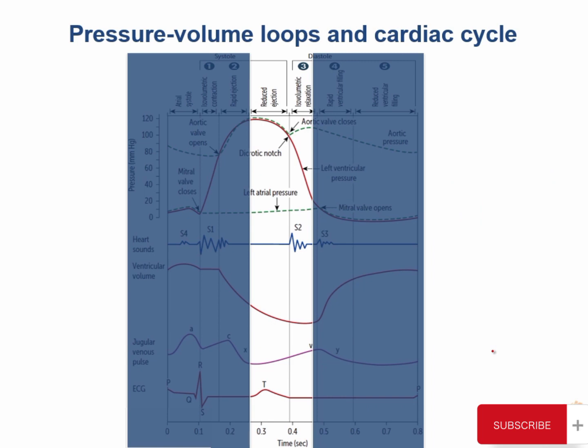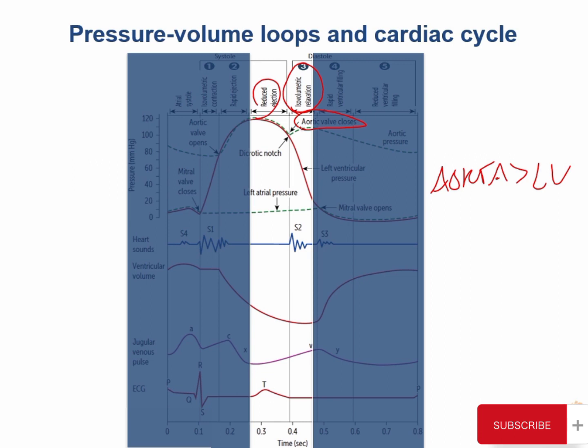Now we're going to examine reduced ejection and isovolumetric relaxation. Eventually the ventricles start to reduce in contraction and they start to relax. So the pressure in the aorta will now eventually be greater than the left ventricular pressure. What does this do? This leads to the closure of the aortic valve due to a pressure gradient.